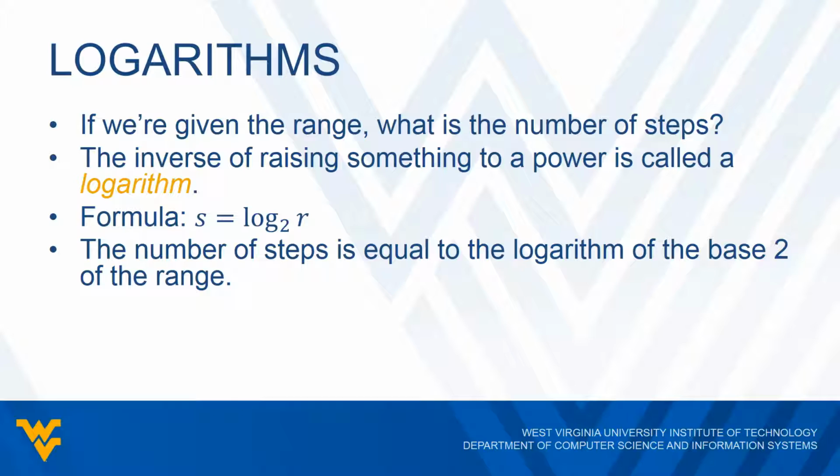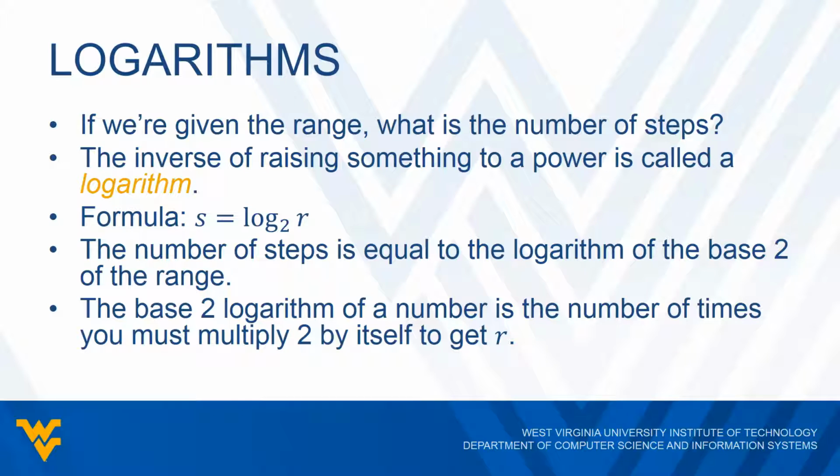So in other words, the number of steps is equal to the logarithm to the base 2 of our range. Now, why are we doing log base 2 and not something like log base 3 or log base 10? Well, the base 2 logarithm of a number is simply the number of times we have to multiply 2 by itself to get r. Let me give you an example. Log base 2 of 16 is 4. This is saying in order to get 16, I have to multiply 2 with itself 4 times: 2 times 2 times 2 times 2. If I were to use some other base like log base 3, I would be multiplying 3 by itself so many times to get some number. But here, we're saying that we would have to multiply 2 by itself several times to get some number.